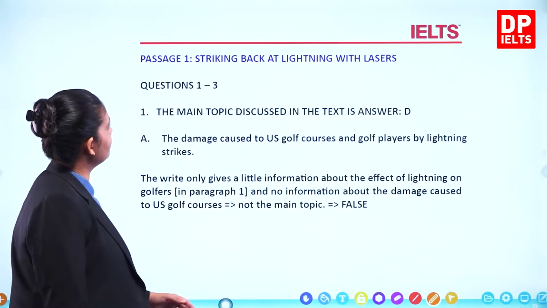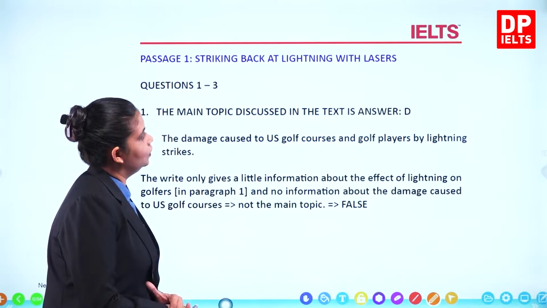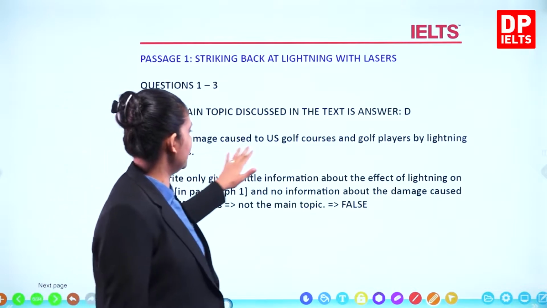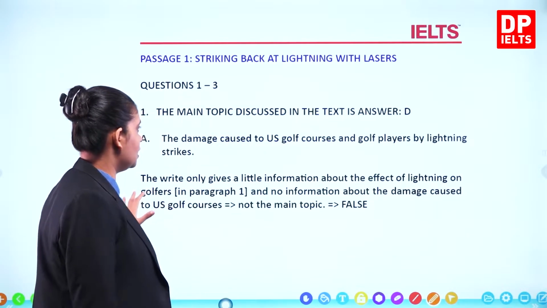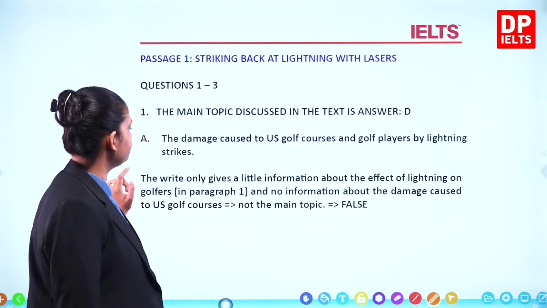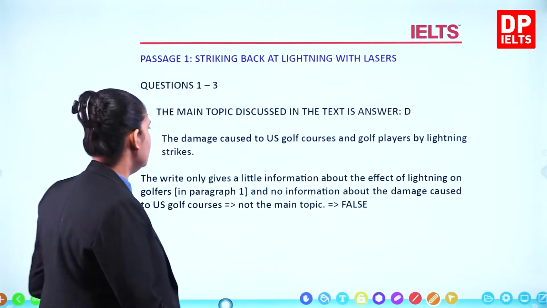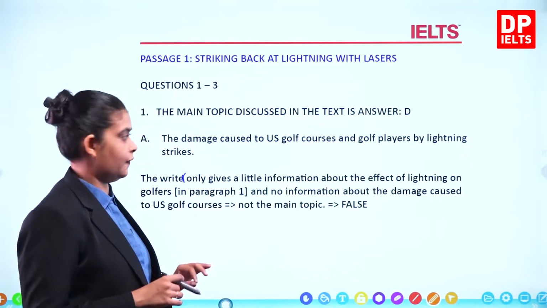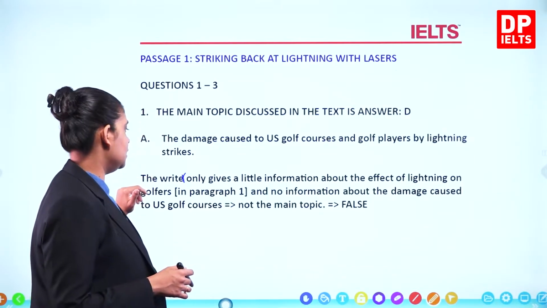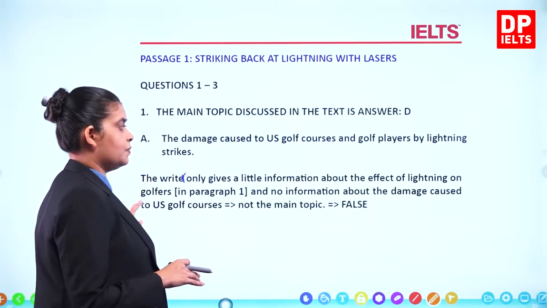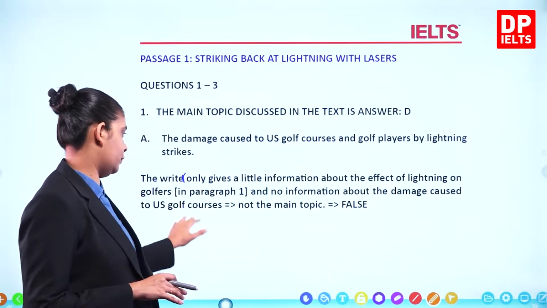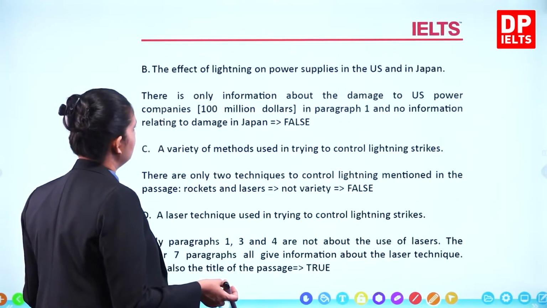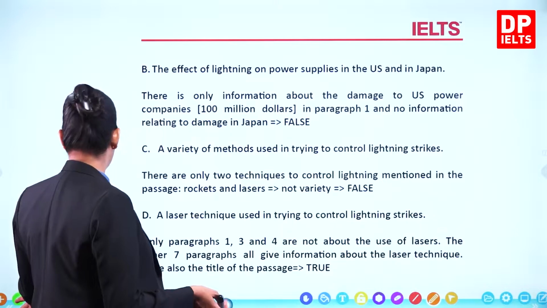Right, so we're going to have a look at Striking Back at Lightning with Lasers. So the main topic discussed in the text, you can see that it is more of answer D. But the writer only gives a little information about the effect of lightning on golfers in para 1, and there's no information about the damage caused to US golf courses, and it's not the main topic, therefore it is false. So you can see why each answer is incorrect.